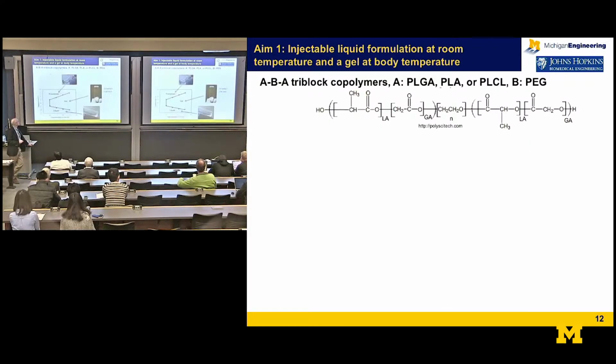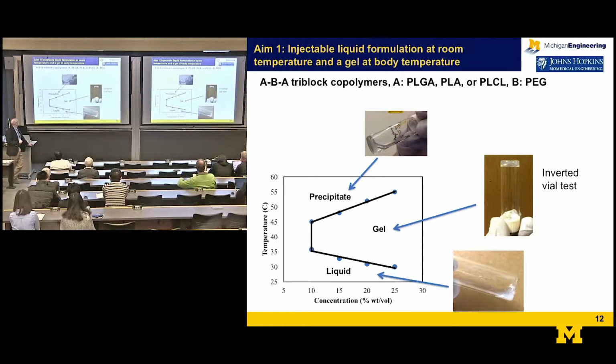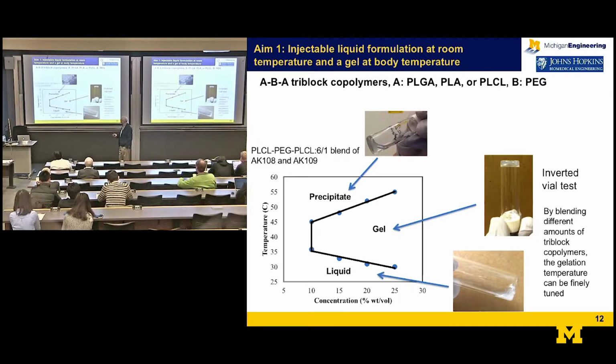First we have to design this to be injectable. So we want it to be a liquid at room temperature and turned to a gel at elevated temperature. And this can be done by tuning mixtures of the tri-block copolymers. So we have multiple mixtures to satisfy this kind of a phase diagram. This particular one I show here is a 6-to-1 blend of a couple of commercially available tri-block materials.